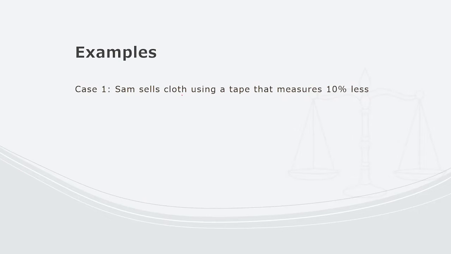Sam sells cloth using a tape that measures 10% less. So it should have measured what? Let's say 100 centimeters, but it is actually measuring what? It is actually measuring only 10% less than that. That means it is measuring only 90 centimeters. Why have I taken 100? Why cannot I take 1 centimeter? Yes, you can take 1 centimeter. Then in that case, the actual measurement will become 0.9 centimeters. It's one and the same thing, right?